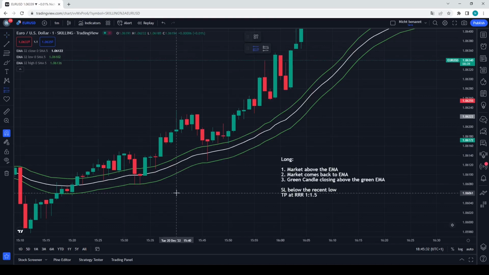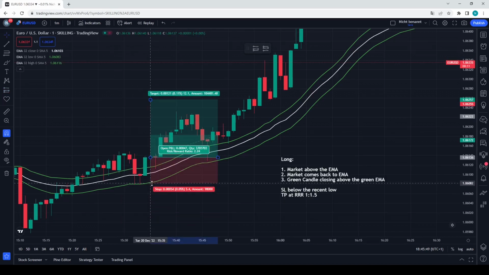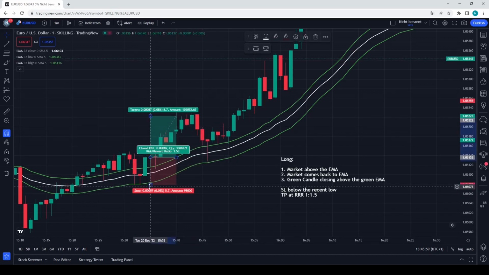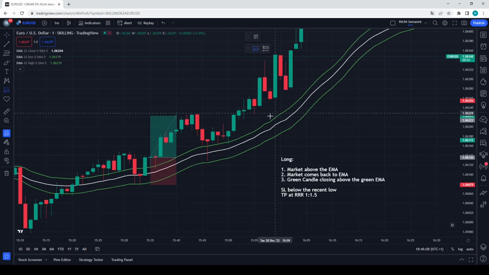We have a very good example over here. As you can see, guys, we are coming from a bearish market, moving now, crossing the EMAs above. The market is coming back. This would already be a long trade. So right here, we are entering the market long, putting our risk reward ratio to 1 to 1.5, and the stop loss is just below the recent low. This is our first trading opportunity here.